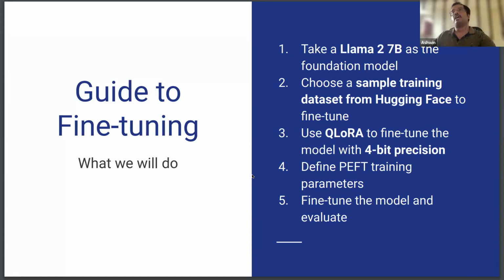So typically you start with a foundation model. So this is something that you identify because there are multiple foundation models in the market. Not all are open source. So it's a combination of open and closed source models that you have. So Llama 2 is one of the high performing open source models.